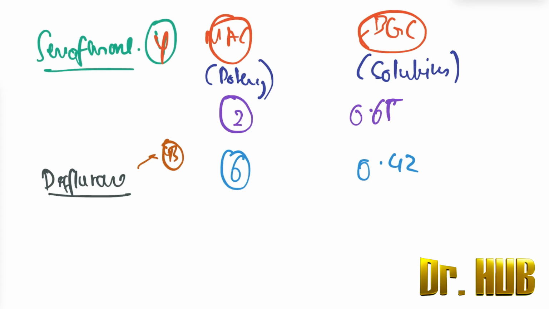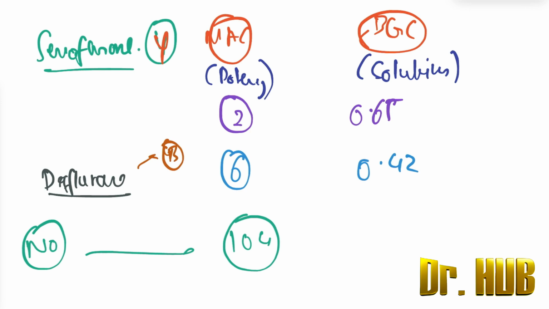And then we move on to nitrous oxide. For nitrous oxide, the MAC is a maximum, it is 104. So the MAC potency is 104, and the blood gas coefficient here is 0.47. The color here is purple.